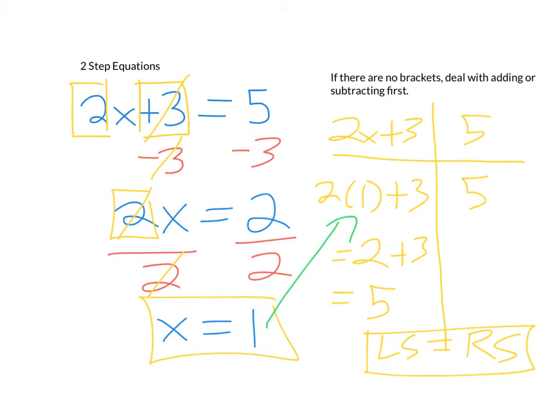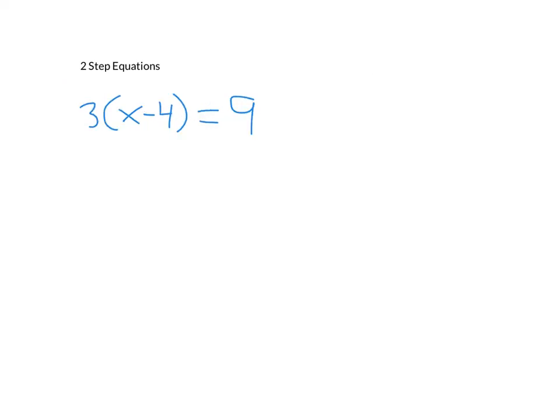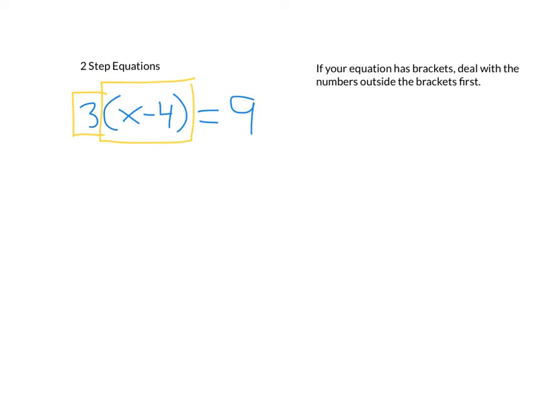So we're going to look at a few more 2-step equations just so that everyone gets lots of practice. Our next example is 3 times x minus 4 is equal to 9. Notice that we have brackets here. Brackets cause us to have to do things a little bit differently. We can't address anything inside of these brackets until we deal with that 3 outside.